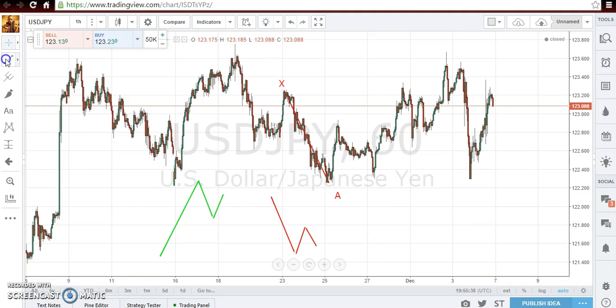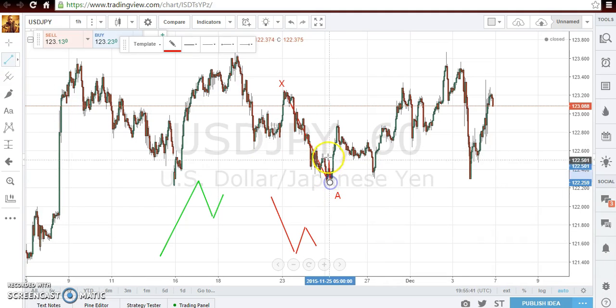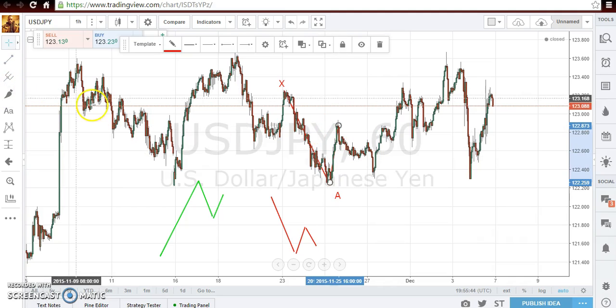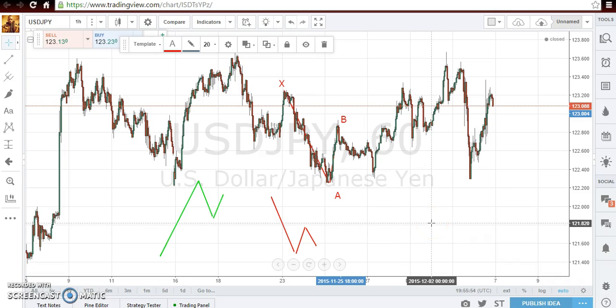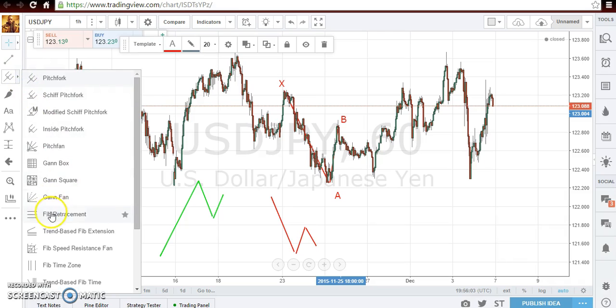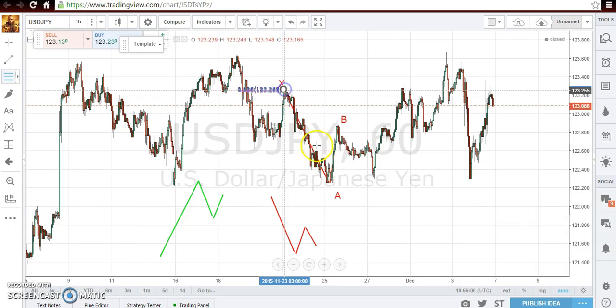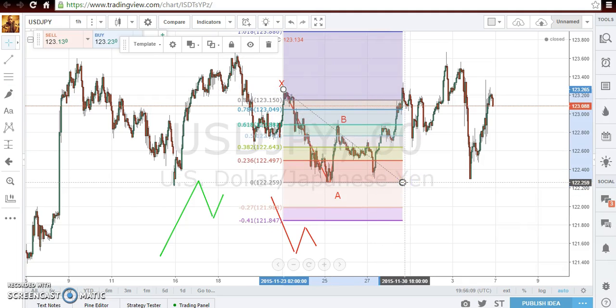So the next thing I'm going to do is bring in my second impulse leg, the A to B leg. If you remember our rules, we say that for this impulse leg, or the B point, to be valid for a Gartley pattern, it must touch the 618 retracement and cannot touch any other retracement line after that. So I'm going to bring in my Fibonacci and go X to A, and what I'm looking for is the 618 retracement line. We can see that the market has come into and touched the 618 retracement line. So for B, we can say that this point is valid.